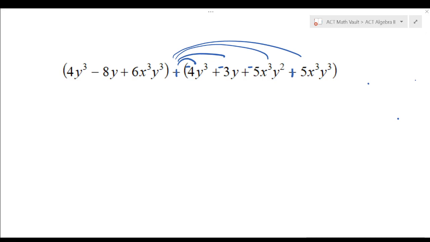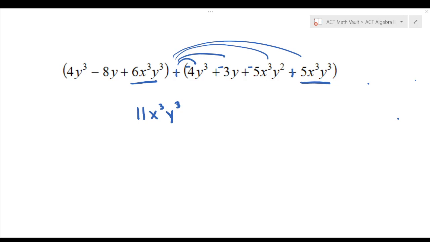Another strategy, if you don't want to draw shapes, is that you can just underline what you want to tackle at each point. So I'm noticing that these two match perfectly. Okay, they have x to the third, y to the third. And so that's going to be 11 x to the third, y to the third, or I could say x cubed, y cubed.